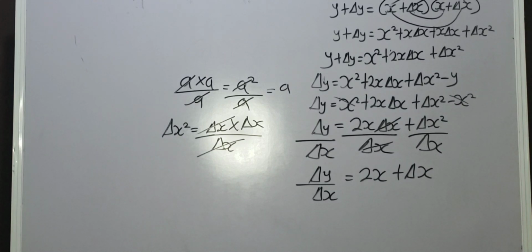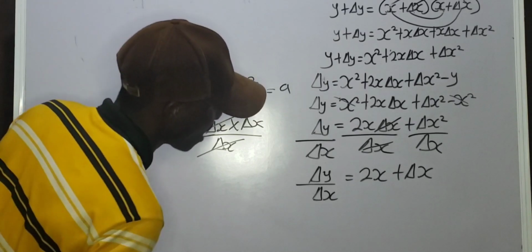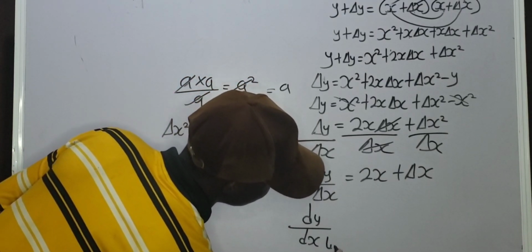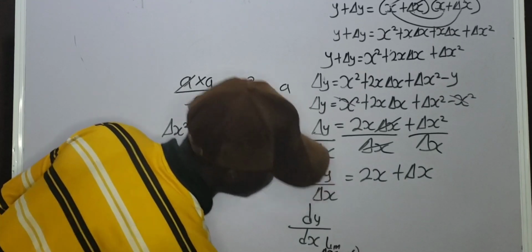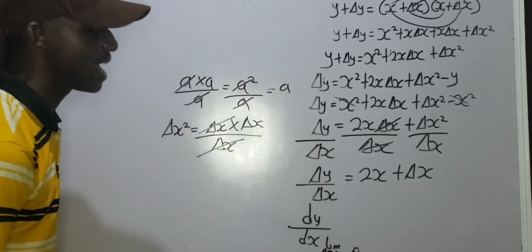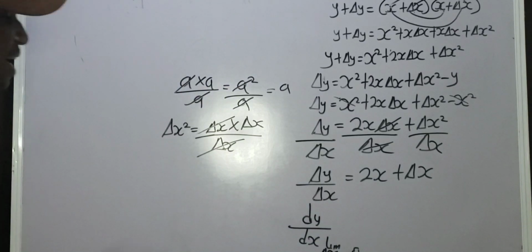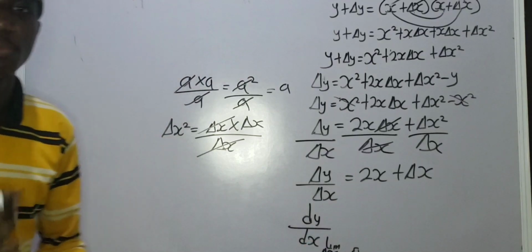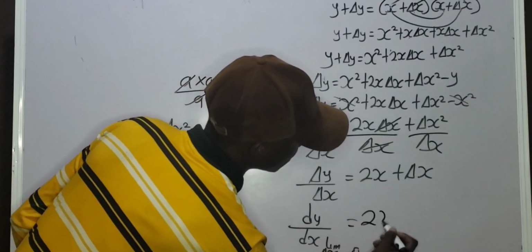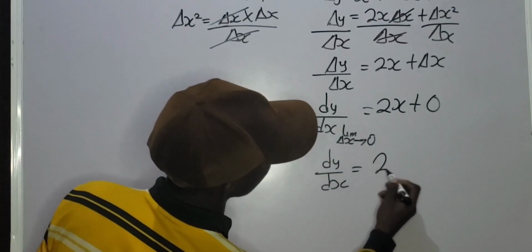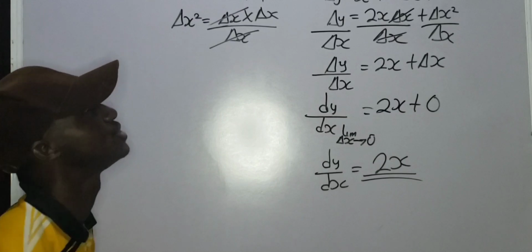Now, we have gotten to this point. What is the next step? We are going to limit delta x as it tends to 0. You understand? So I'm going to have dy over dx, lim delta x as it tends to 0. Do you know the meaning of this statement? That is, anywhere I see delta x in this equation, I'm going to replace it as 0. You understand? So I'm going to have 2x plus 0. So dy over dx is equals to 2x. So the derivative of this function is 2x.